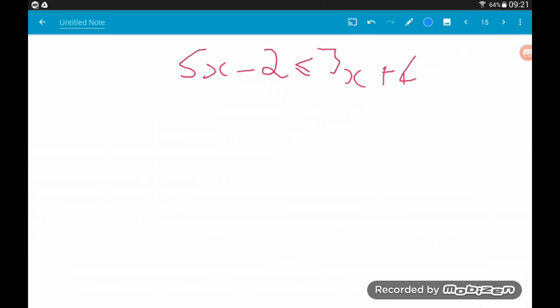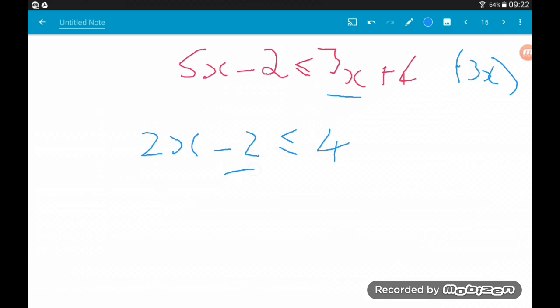So, first up, 5x minus 2 is less than or equal to 3x plus 4. Now you solve inequalities pretty much in exactly the same way as you solve equations. So, we want to end up with an x on its own on one side and a number on the other side. So, I think the first thing I would do is take away this 3x. So it's positive, so we're going to subtract it. So 5x minus 3x gives us 2x. Nothing happens to this minus 2. So 2x minus 2 is less than or equal to 4.